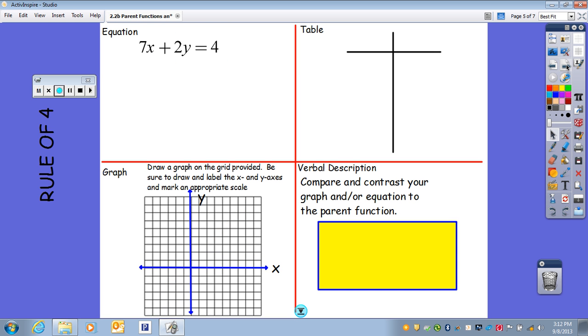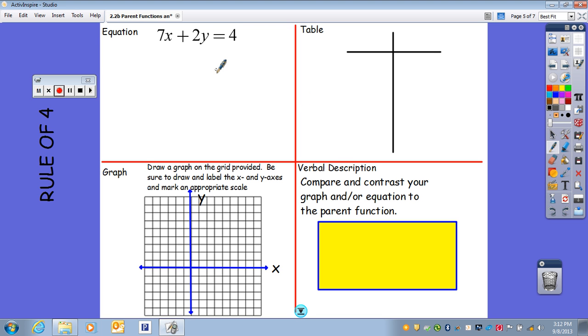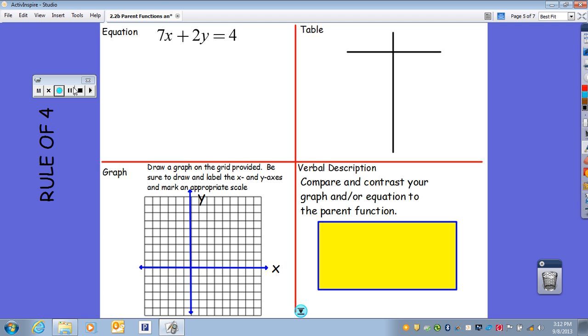Let's take a look at another example. The first thing you might notice is that our equation is not in slope-intercept form. We need to rearrange this equation and put it into slope-intercept form. So the first thing that we need to do is to move the 7x. So we're going to subtract 7x from both sides of our equation.